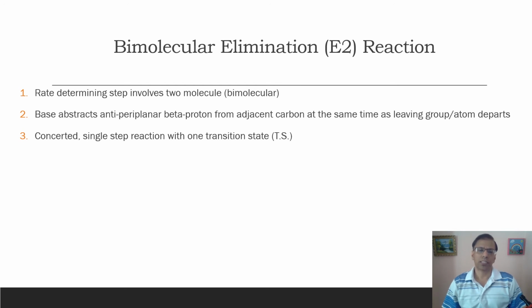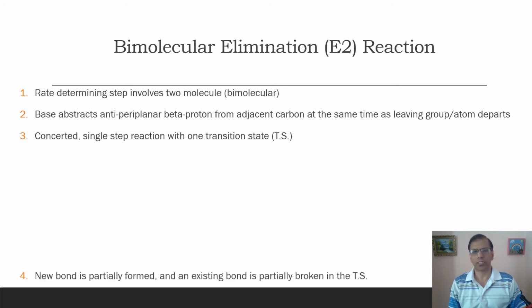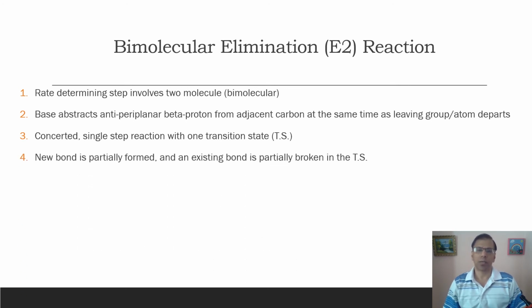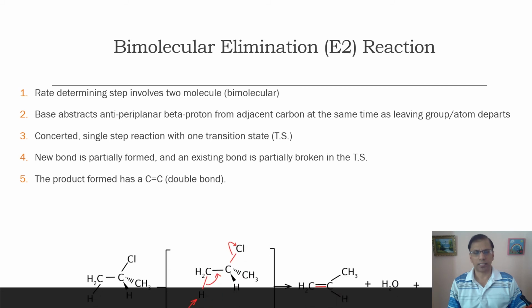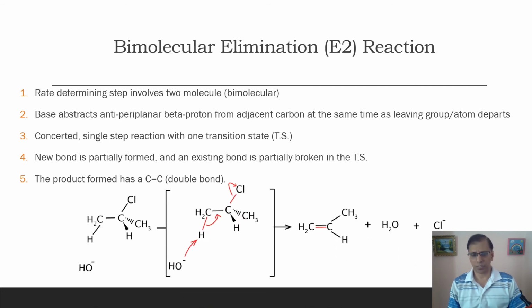Just like the SN2 reaction, this E2 reaction is concerted. It's a single step reaction and has one transition state. The new bond is partially formed, and an existing bond is partially broken in the transition state. So there are partial positive and negative charges involved in the transition state. The product that's formed has a carbon-carbon double bond, and it's an alkene. So let's look at an example.